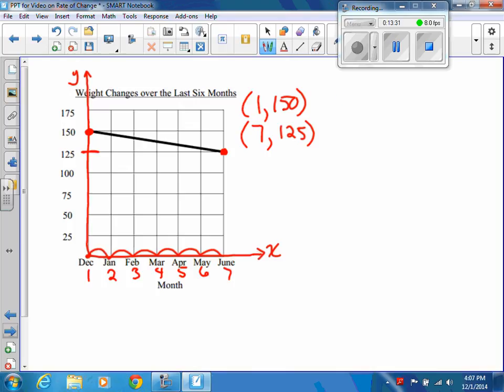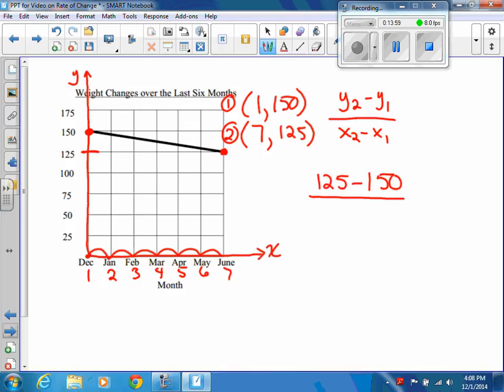Again, I still need to do my y2 minus y1 over x2 minus x1. I'm going to pick the top one as my 1's and the bottom one as my 2's. All right, so let me rewrite this. I have y2 is 125 minus my y1 is 150. Then I have my x2 is 7 minus my x1, which is 1.